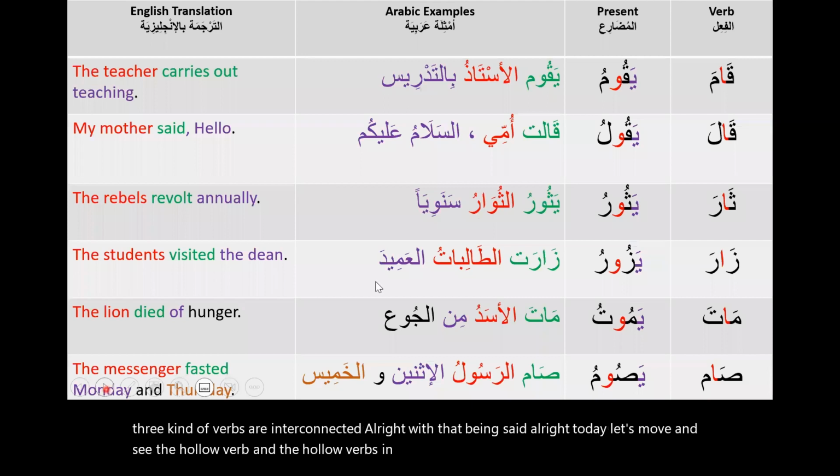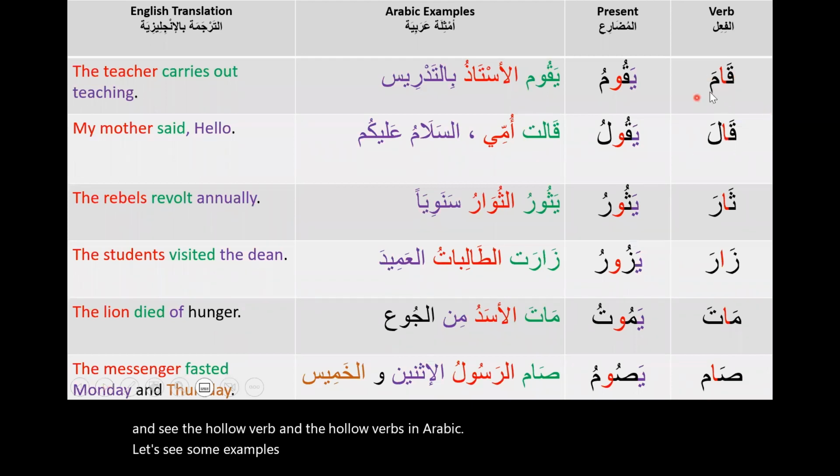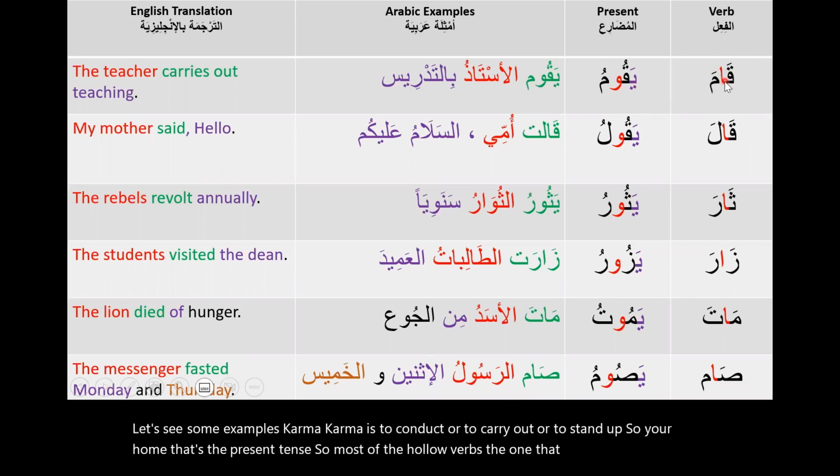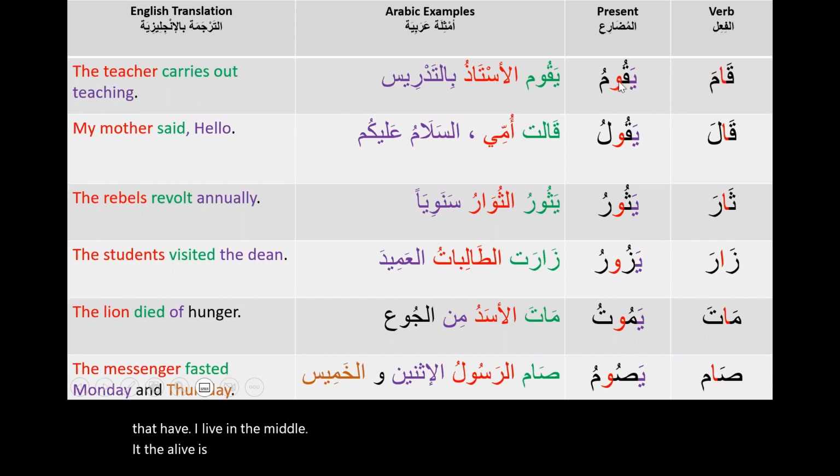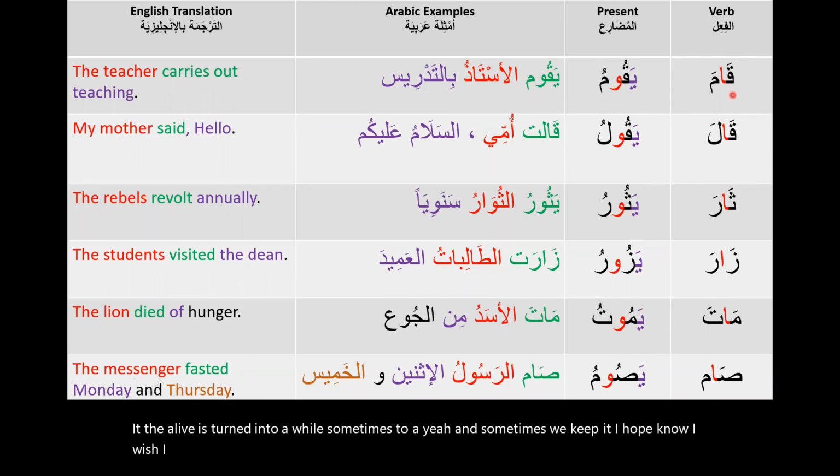Let's see some examples. Qama, qama is to conduct or to carry out or to stand up. So yaqum, that's the present tense. So most of the hollow verbs, the ones that have alif in the middle, the alif is turned into a waw, sometimes to a ya, and sometimes we keep it. I wish I can give you some rules to follow, but there are a lot of rules that do not make any sense.